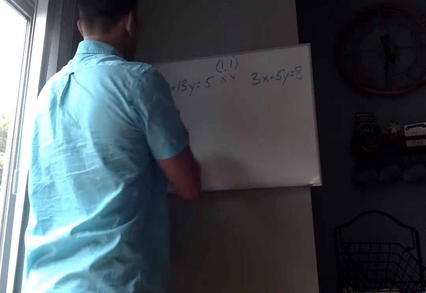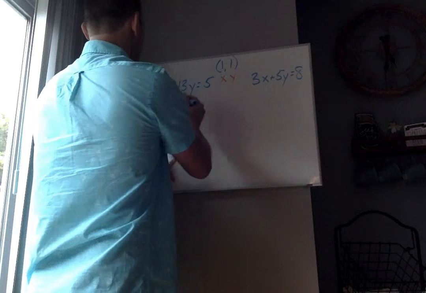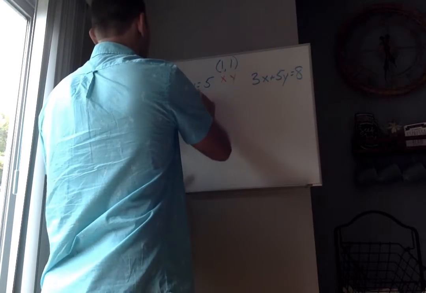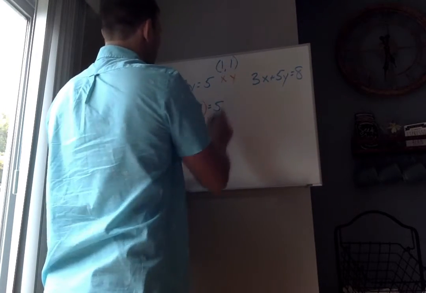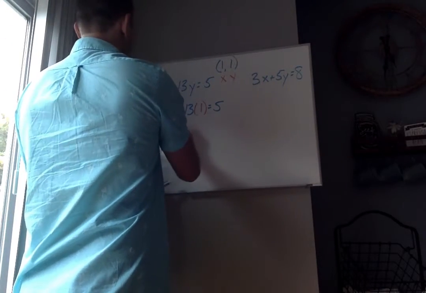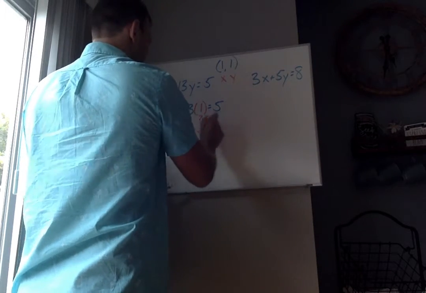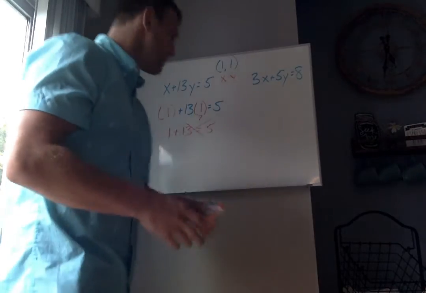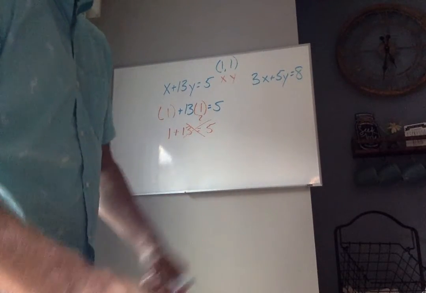So here, x is 1 plus 13 times 1, and I'm asking, does that equal 5? So this becomes 1 plus 13, and does that equal 5? And the answer is no, it doesn't. 14 equals 5 there. So I don't need to plug (1, 1) into the second equation. I got a no for the first one, so I don't have to check the second one. So I can just say it's no.